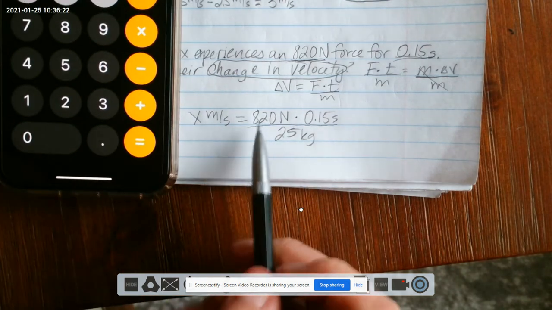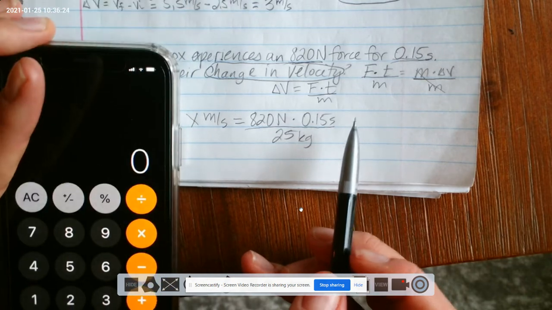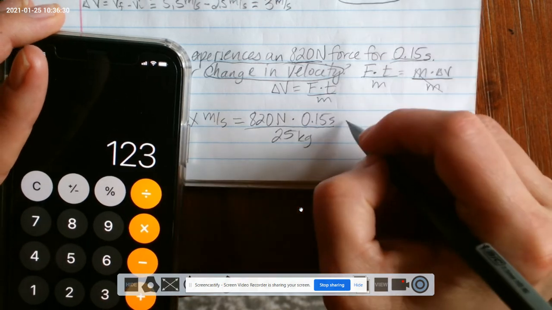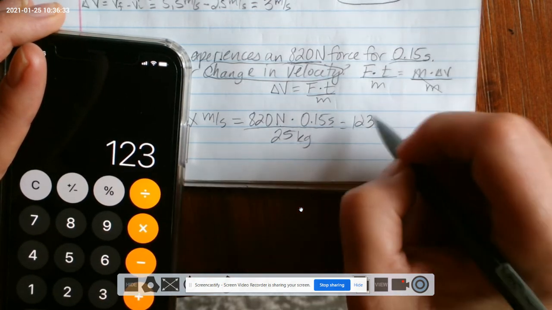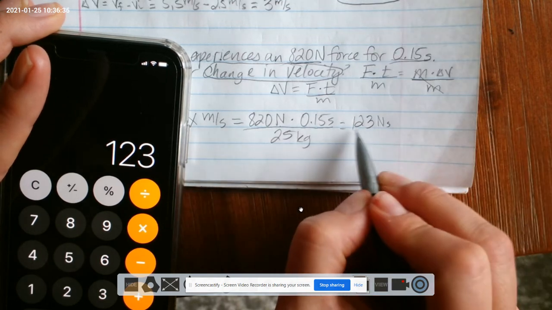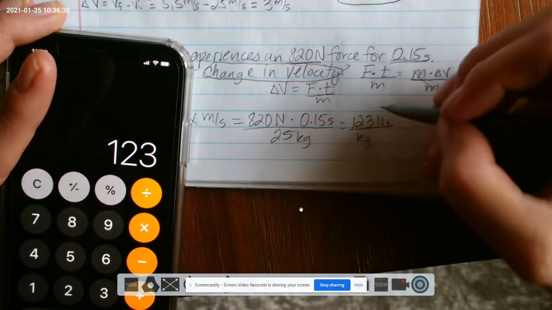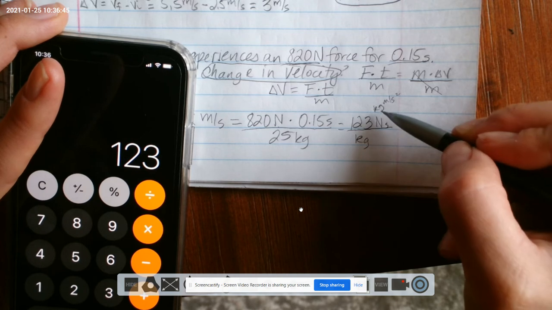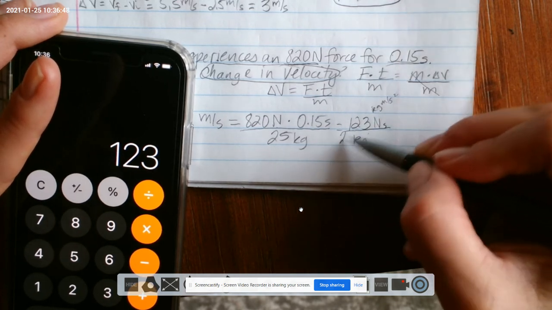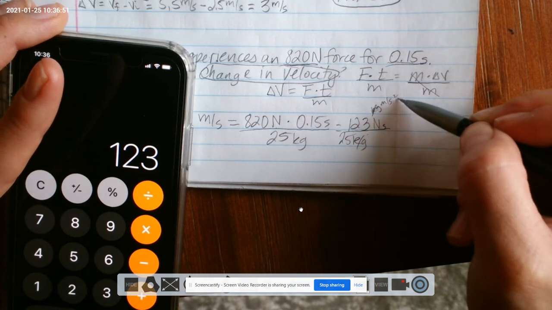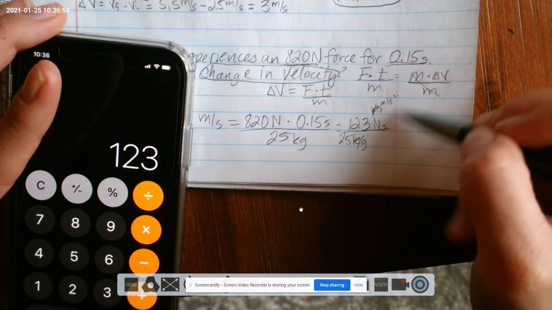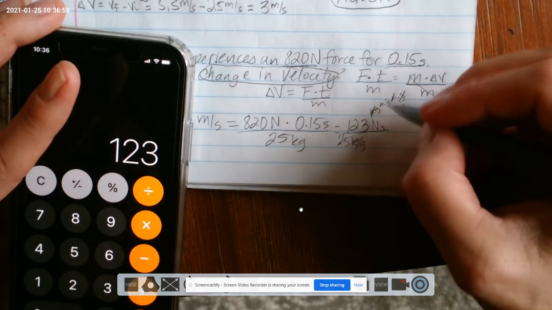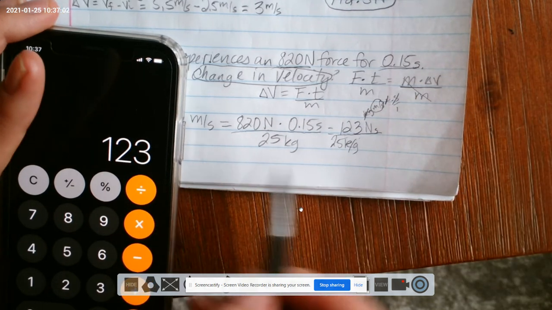Remember, multiply everything across the top first. 820 times 0.15 equals 123 Newton seconds. A Newton times a second, divided by a kilogram. And remember, a Newton is a kilogram meter per second squared. If I'm dividing out my 25 kilograms, I'm left with meters per second squared, and then I multiply that by a second over 1, and that gets rid of the squared. So it leaves me with meters per second, which is what I need.